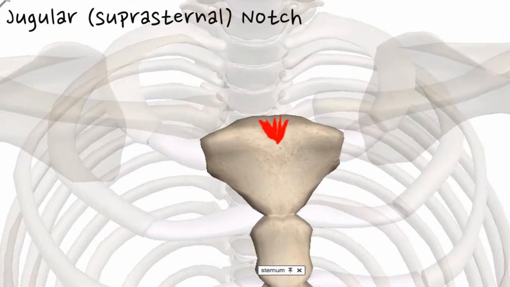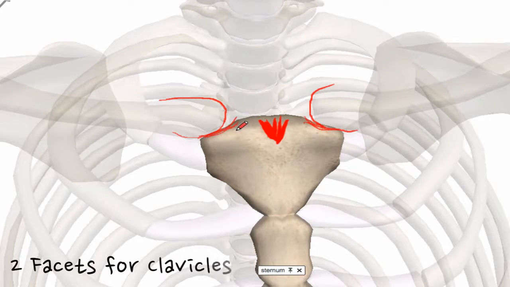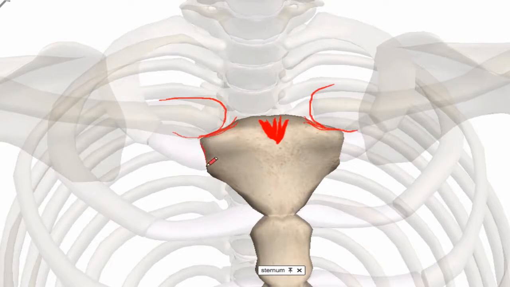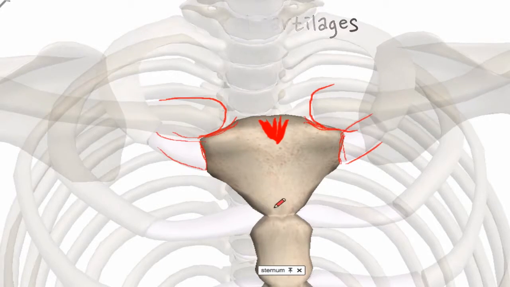Now, another thing that you need to know in the manubrium is that there is an area where there is going to be articulation with the clavicle, this area right here. And this area is called the facet for the clavicle. And also you will find another two facets here in the manubrium where the first costal cartilages are going to articulate, as you can see here.